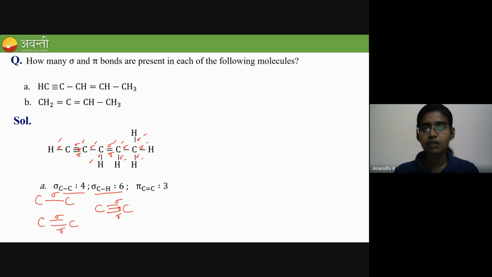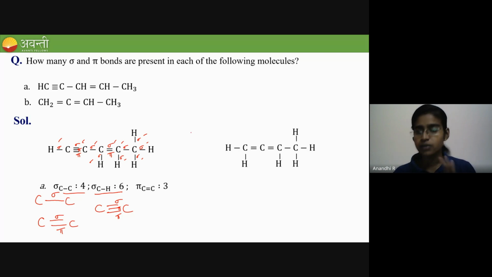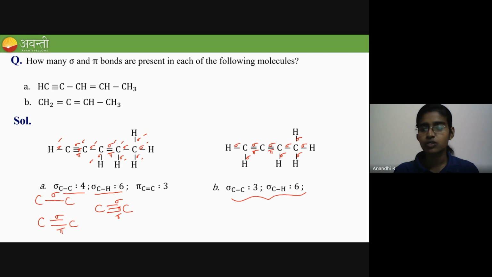What about the second compound? Each carbon should contain 4 bonds around it. According to that, you draw the complete structure and find out. So 1, 2, 3, 4, 5, 6, 7, 8, 9, right? 9 sigma. And how many pi? 2 pi. Yes, 9 sigma, 3 plus 6. 9 sigma and 2 pi. Very good, students.